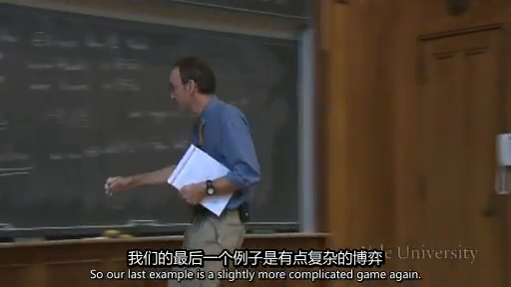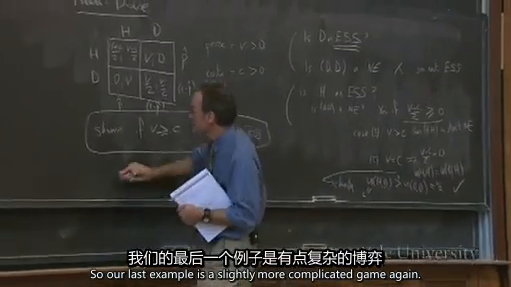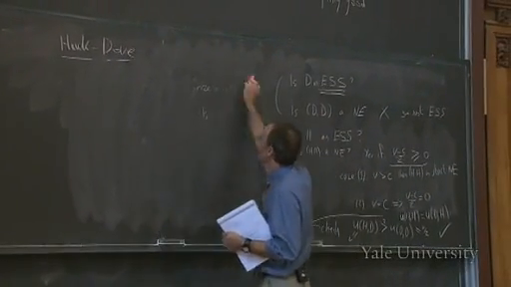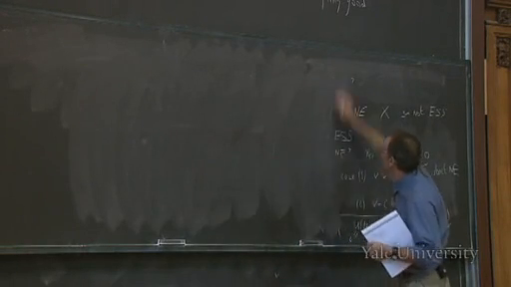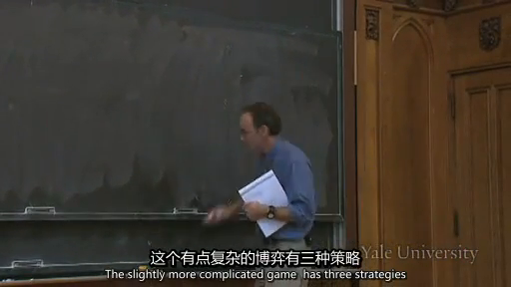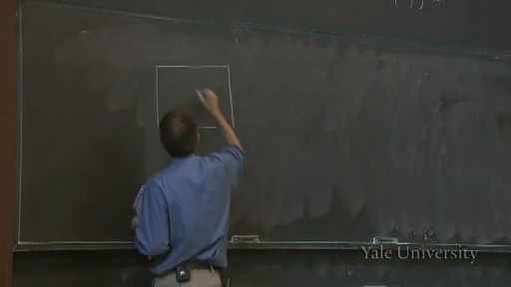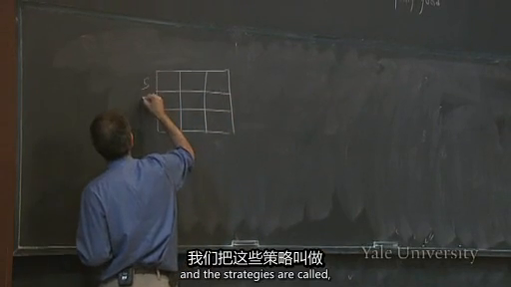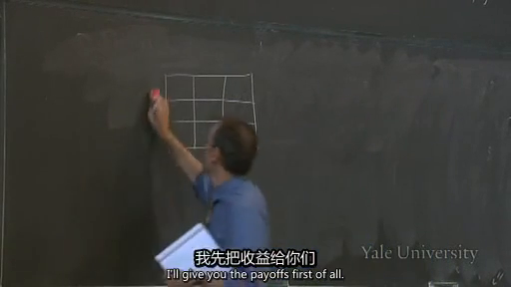So our last example is a slightly more complicated game again. And the slightly more complicated game has three strategies. I'll tell you what the strategies are called in a second. I'll give you the payoffs first of all.